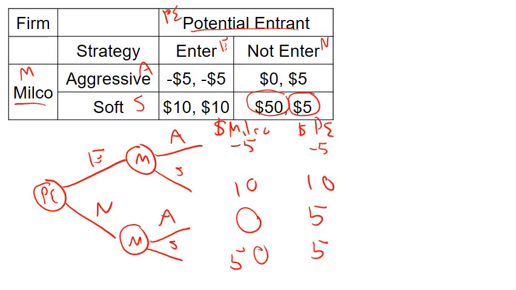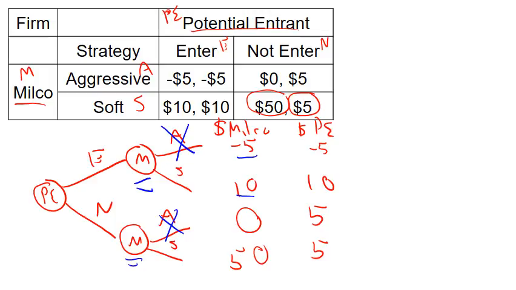Now we start at the end of the game and work our way backwards. Let's do it in blue. What's Milko going to do if it finds itself at that top node? It either gets -5 or 10. Well, -5 is worse than 10, so we can eliminate the aggressive branch at that top node. If Milko finds itself at the bottom node, it can either get 0 or 50. Well, we'd rather get 50 than 0, so again we can eliminate the aggressive branch. Milko would go soft.